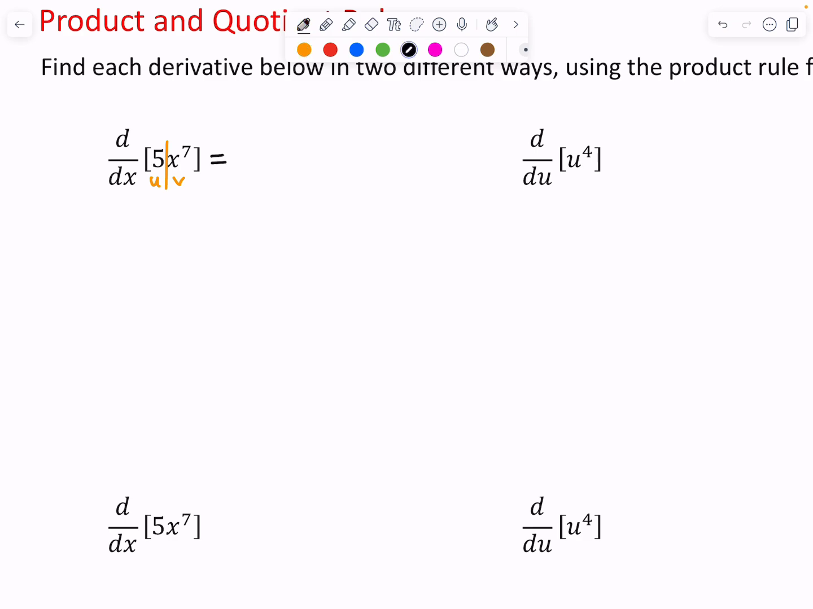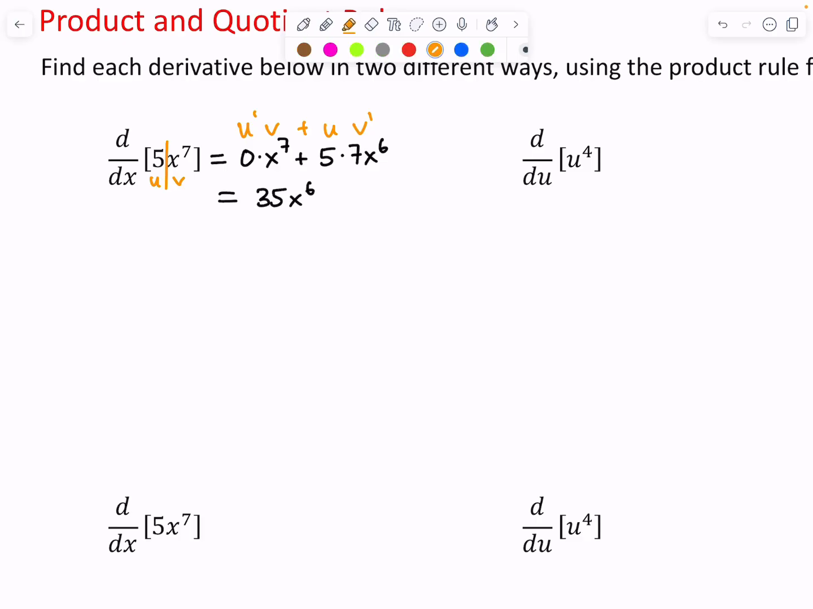If that's the case, then using the product rule, I'd get u prime, the derivative of 5 by itself would be 0, times the second, plus the first, 5, and then times the derivative of the second, which is 7x to the 6th. This is my u prime v plus uv prime. But of course, 0 times x to the 7 will just be 0, so that term will go away. So we get, in the end, 5 times 7 is 35x to the 6th.